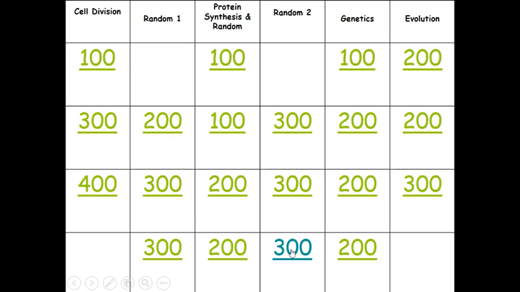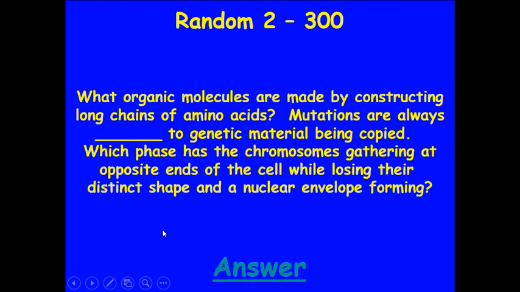Last questions, kids. What organic molecules are made by constructing long chains of amino acids? Mutations are always blanks to genetic material being copied. Which phase has the chromosomes gathering at opposite ends of the cell while losing their distinct shape and a nuclear envelope or a nucleus membrane starts to reform?